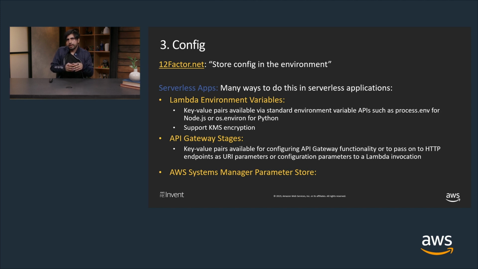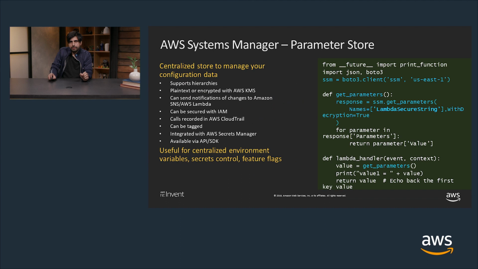You can also set them through API Gateway stages. These are key value pairs available for configuring API Gateway functionality. And you can pass these on through HTTP endpoints as URI parameters or configuration parameters, and then these will go on to the Lambda invocation. Then there's also AWS Systems Manager Parameter Store. Now, this allows you to, based on roles and permissions, create sets of your different parameters and environment variables. This way, when you're stubbing out your different stages of deployment, you can do this all in one place and then have a secure, encrypted way of accessing those variables through your application.